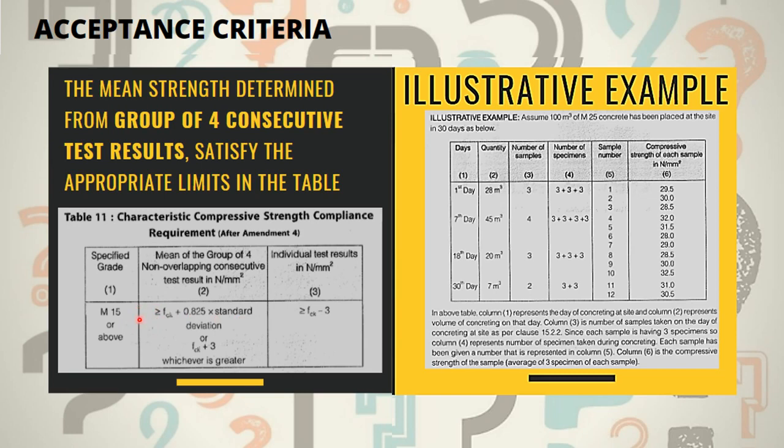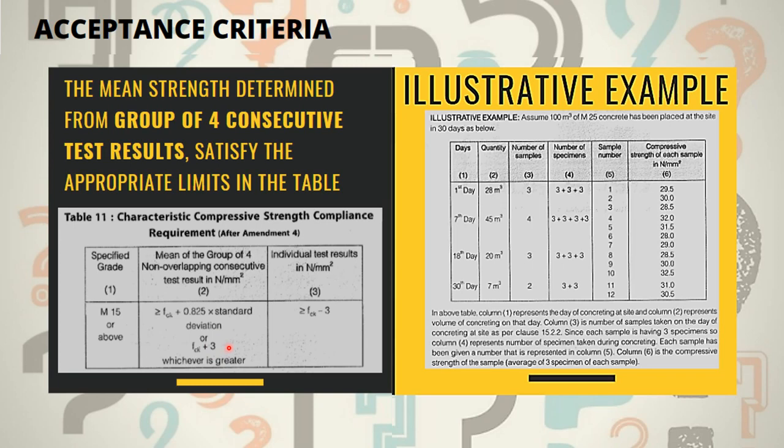29.25 greater than or equal to fck plus 0.825 into 4, with fck as 25, will give 28.3, or fck plus 3. Actually, fck is 25, and 25 plus 3 is 28. So whichever is greater. From the first formula, we have 28.3. For the second formula, 28 Newton per mm square.